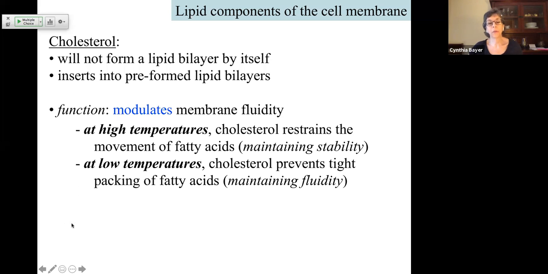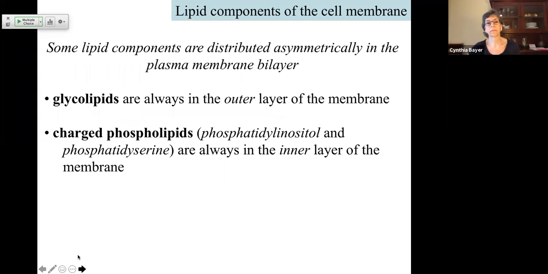Okay, so that's our lipid bilayers. And looking at our lipids again, we can also see that there's a difference among those bilayers as to what kinds of phospholipids we actually find in those layers. There's an asymmetric distribution of the actual phospholipid components.